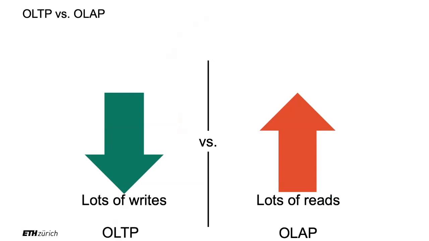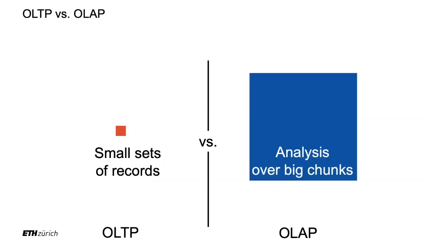This is also always related. In OLTP, you have lots of writes: customers placing orders, new customers registering, the inventory being kept up to date, and so on. So you have a lot of writes. In OLAP, you have lots of reads. You're interested in reading the information. You put it there, and then you analyze it. So lots of reads. In OLTP, you typically work on small sets of records. It means that most of the queries you do against your database will only touch a small part of the database.